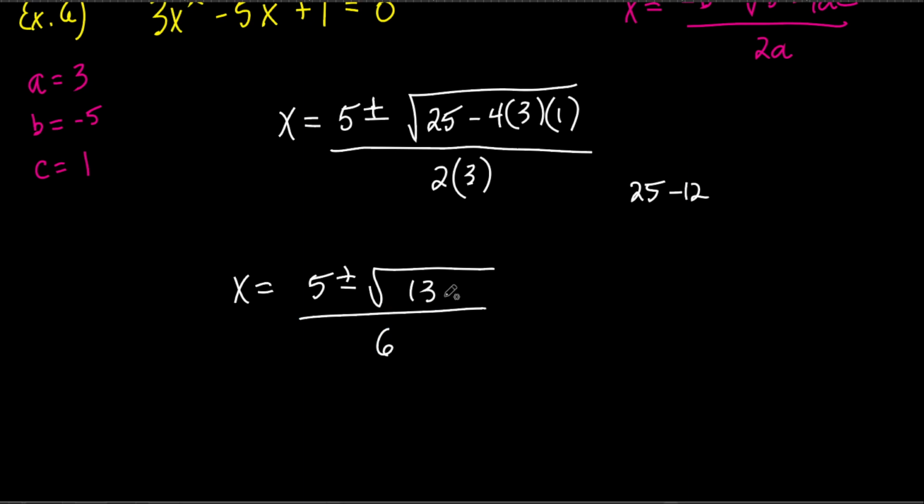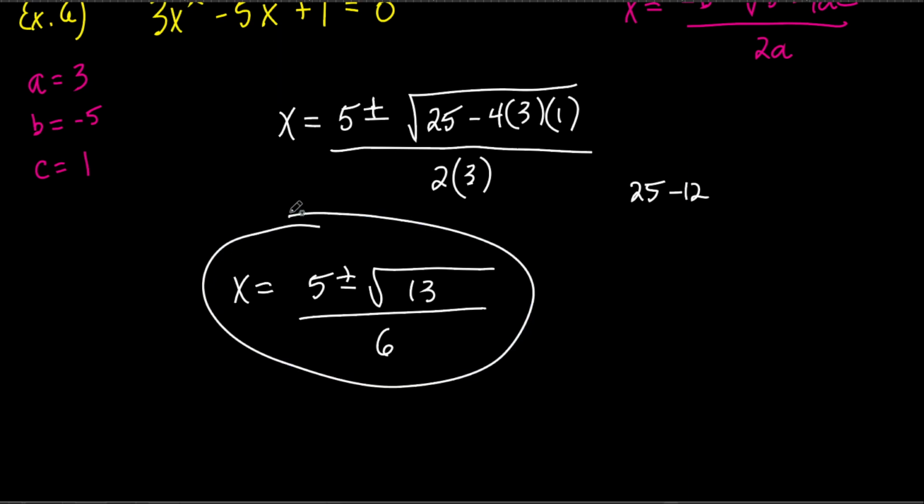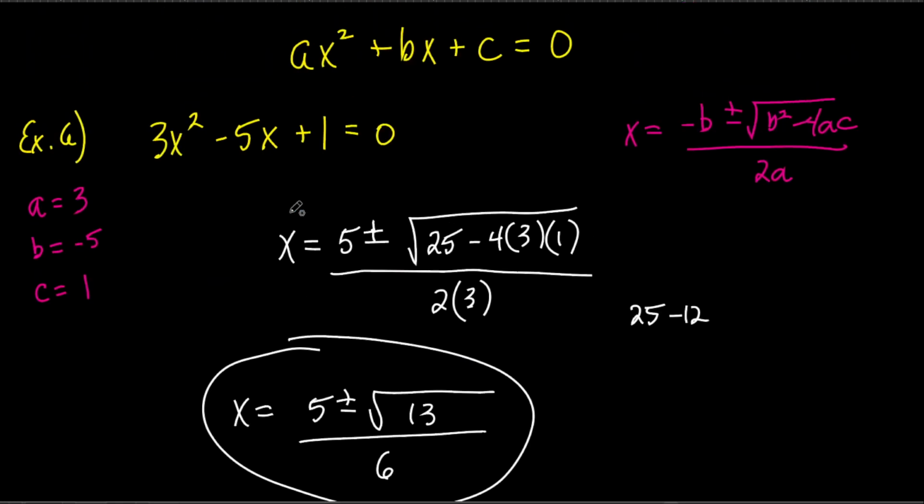Can you simplify the square root of 13? No, 13 is a prime number, so you can't simplify that anymore. Nothing goes into 5 and 6. So we are finished. Everything's simplified. That is your answer. If you wanted to, you could solve this by completing the square and see if you get the same answer. I'm not going to, we don't have time for that. But you would.